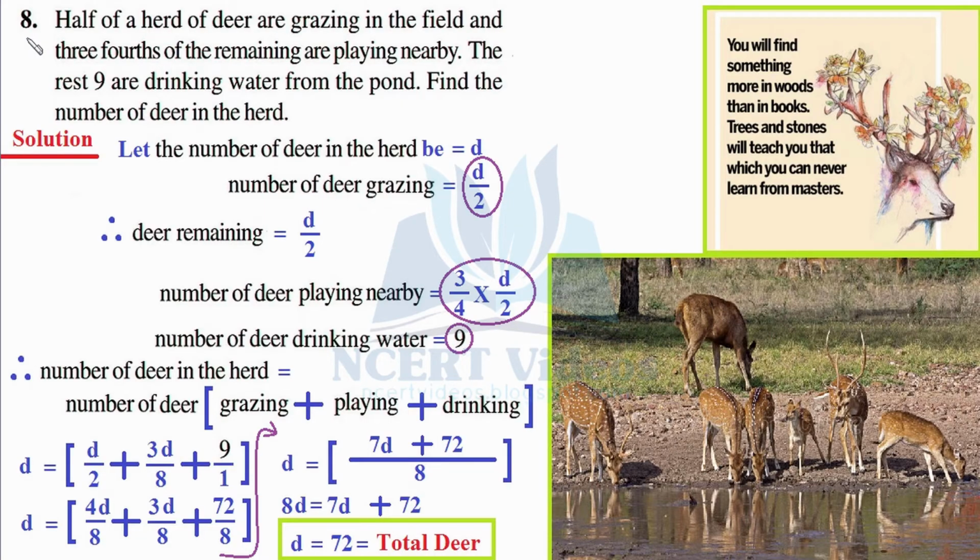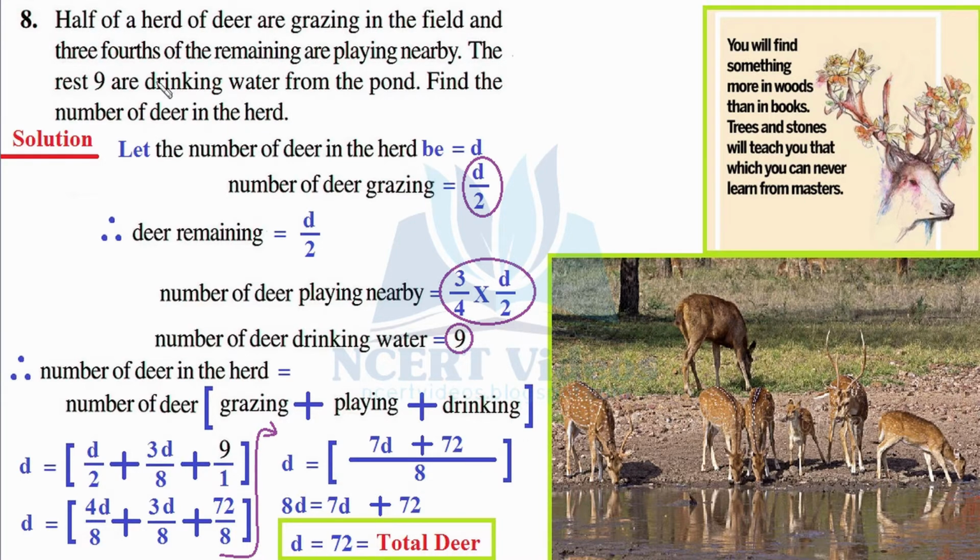Question number 8, exercise 2.4, chapter 2, mathematics class 8, linear equations in one variable. Half of a herd of deer are grazing in the field and 3/4 of the remaining are playing nearby. The rest 9 are drinking water from the pond. Find the number of deer in the herd.